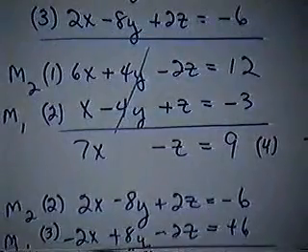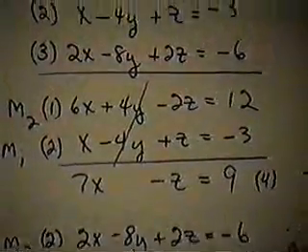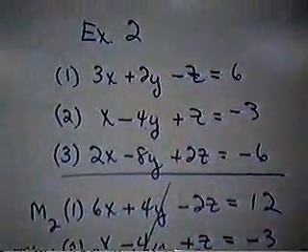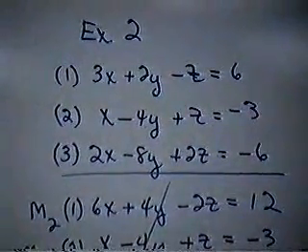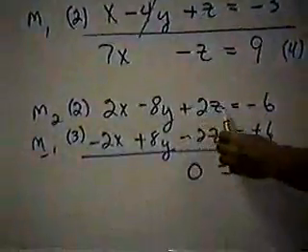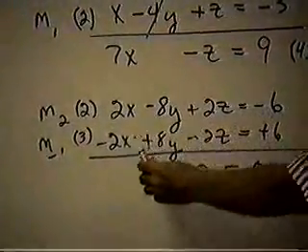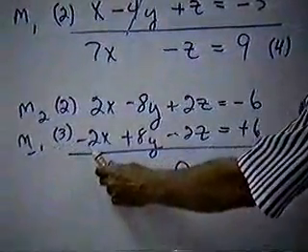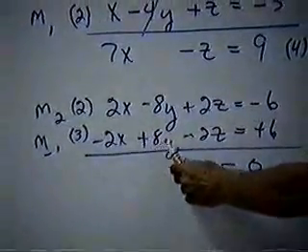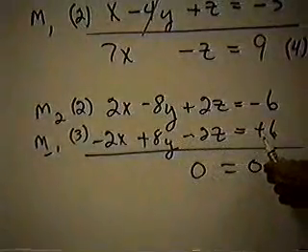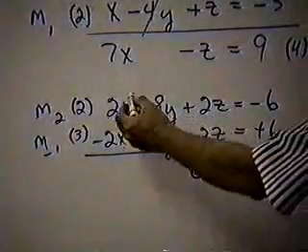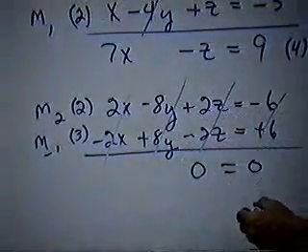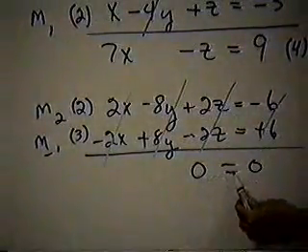All right, now let's try to get our equation 5. So we will take equation 2 and 3. We'll take equation 2 and multiply by 2, and we get 2x minus 8y plus 2z equals minus 6. And we'll take equation 3 and multiply by minus 1. So we get a negative 2x plus 8y minus 2z is equal to plus 6. Now when we add, the x's drop out, y's drop out, z's drop out, numbers drop out. So we get 0 is equal to 0.